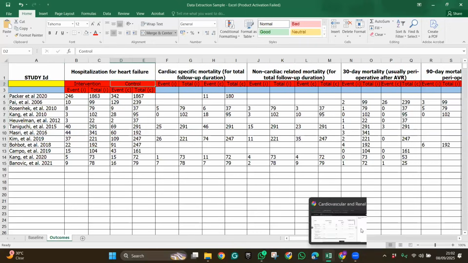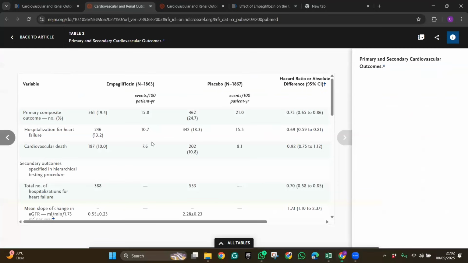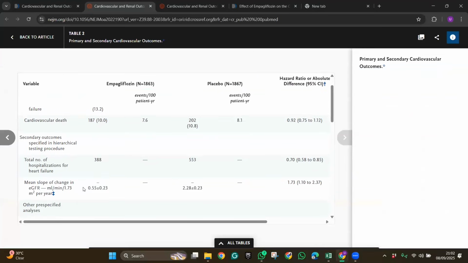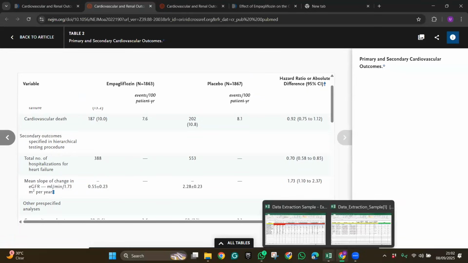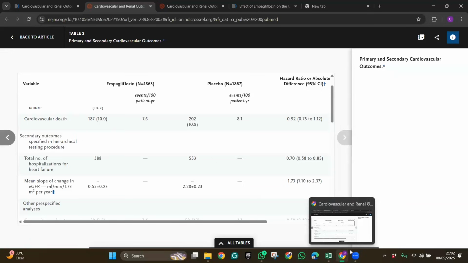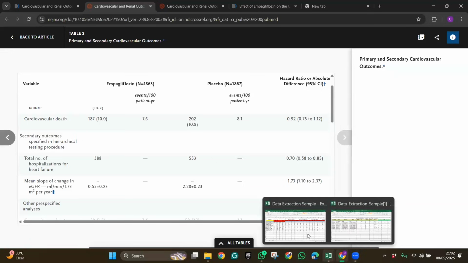Let's see, this value. Mean slope of change in EGFR. This is reported in the form of mean and standard deviation, right? So what I'm going to do is copy 0.55, which is the mean, and 0.323 is the standard deviation. Okay. So I'm going to copy 0.55 and add it to my extraction sheet. Okay.